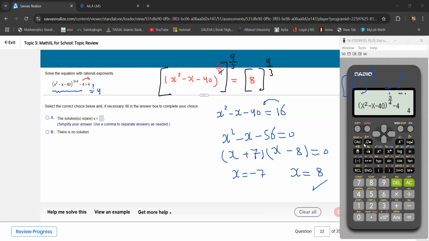Let's calculate when x is -7. Let's see the final answer. It is 4, so both answers work. So we can say that the solution set is equal to -7, 8. Moving on.